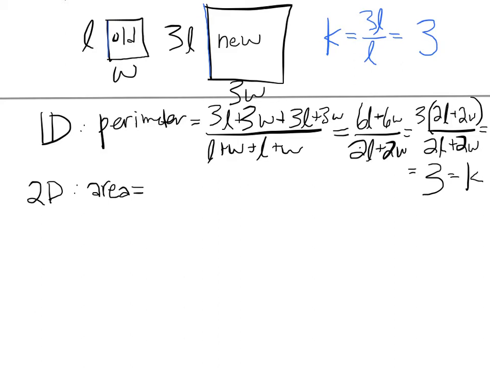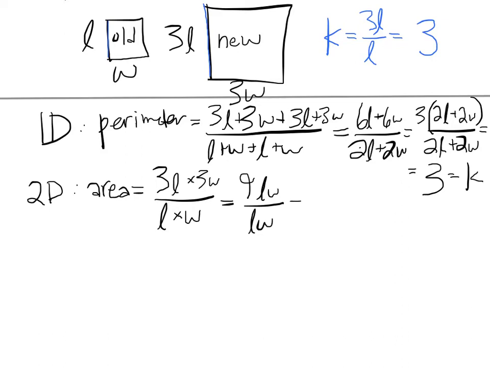Well, if we remember, area is length times width. So I'm going to do the new shape first. I'm going to do 3L times 3W over just length times width. I'm going to combine those to be 9 length times width over length times width, which I can cancel out, so I just get 9.